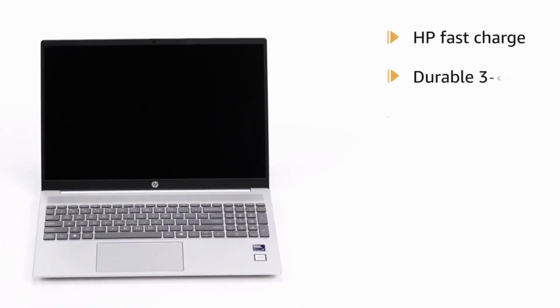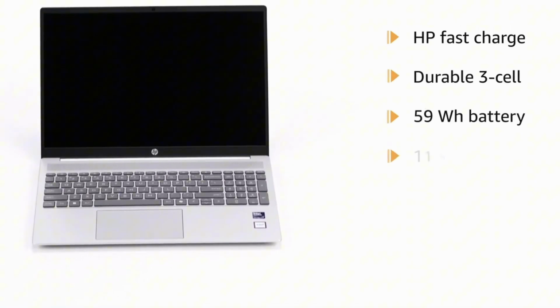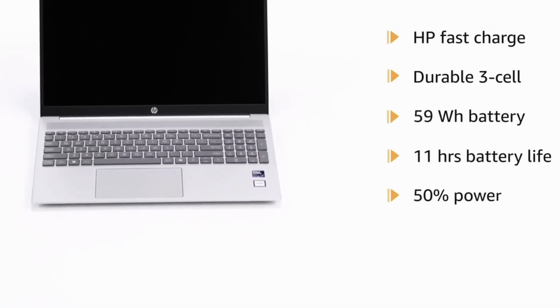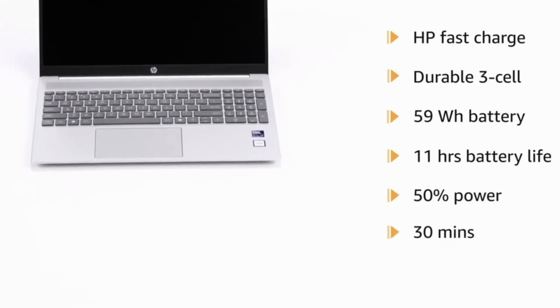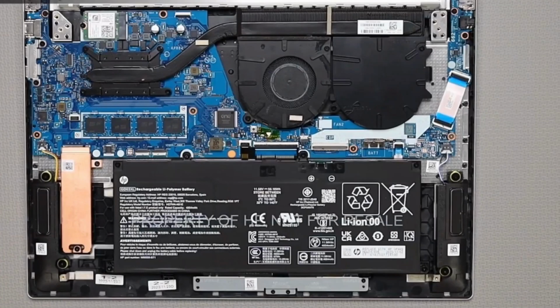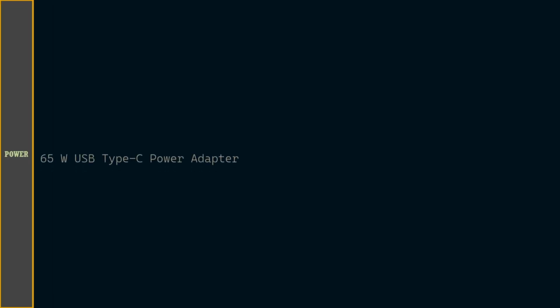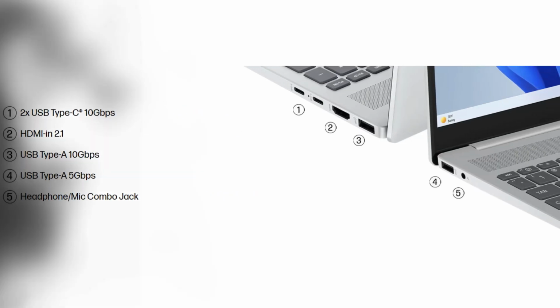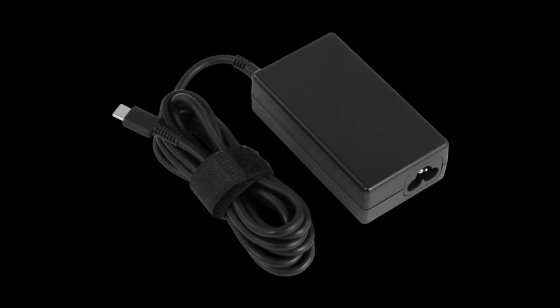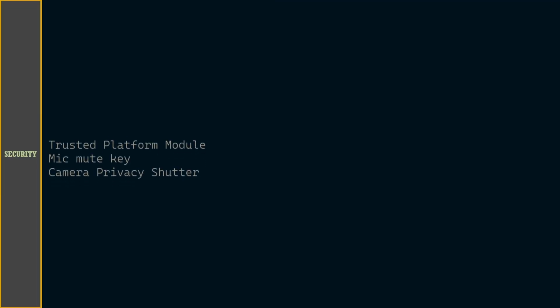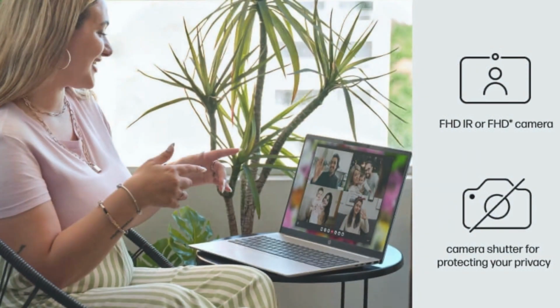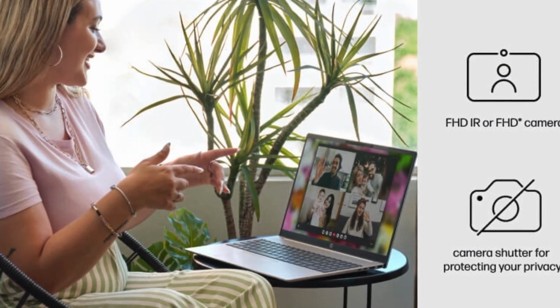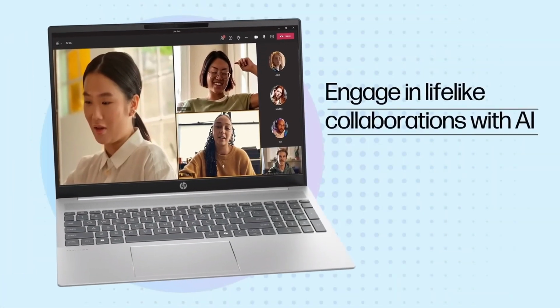Battery of the laptop is 3-cell 59Wh lithium-ion polymer battery. With HP battery fast charge, we can charge the laptop battery to 50% in 30 minutes, approximate 11 hours of battery life when the battery is fully charged. For power adapter, this laptop comes with 65W USB Type-C power adapter, which plugs onto the right side of the laptop. For security, this laptop has trusted platform module, mic mute key, and camera privacy shutter for webcam.